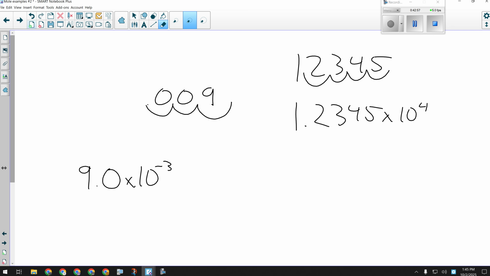Okay, this number was 12,345. I made it 1.2345 by moving the decimal 4 spots. That's 4 factors of 10, because our numbering system is a base of 10. Every decimal spot is 10 times bigger or smaller than the other one. You're going to use scientific notation a lot. We'll talk about it more after everything is done.